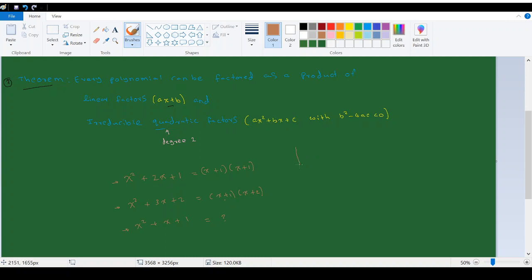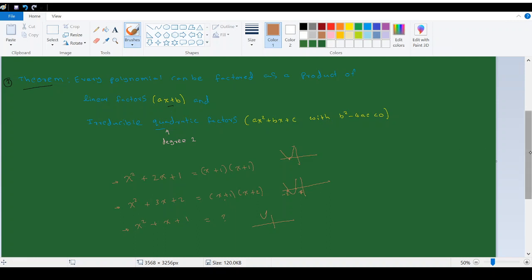For all these polynomials, if we plot the graph, the first one will be something like this: there will be a single root touching the x-axis. For this one it will be something like this, which crosses the x-axis at two points, minus 2 and minus 1. And this one will not have any intersections with the x-axis, so basically it does not have any root.